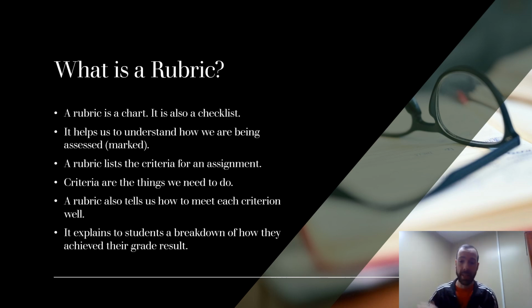A rubric should list all the criteria for the assignment. The criteria are the things that need to be done or the skills that need to be demonstrated so that we know if we've learned properly the things that we're supposed to. A rubric also tells us how to meet each criterion well. So not just what we're trying to do, but how to do it well. So it's basically a breakdown of how you're going to get your grade.